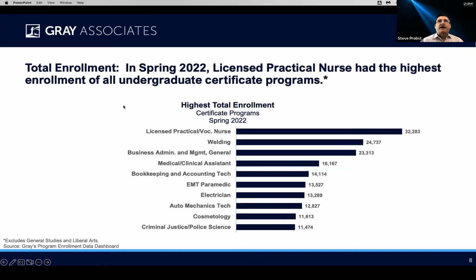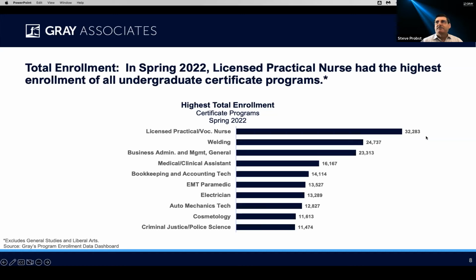If we look at enrollment by program, we're now looking at undergrad certificate programs. The biggest ones are general studies and liberal arts. And again, because those are fairly general, we just left them off so as to leave the rest of the chart a little easier to read. Top one is licensed practical or licensed vocational nursing. Healthcare program, it's basically a 1 year or just slightly less than a year nursing credential. Then welding, and then business, medical assisting, bookkeeping, EMT paramedic, electrician, auto mechanics, cosmetology, and police science.